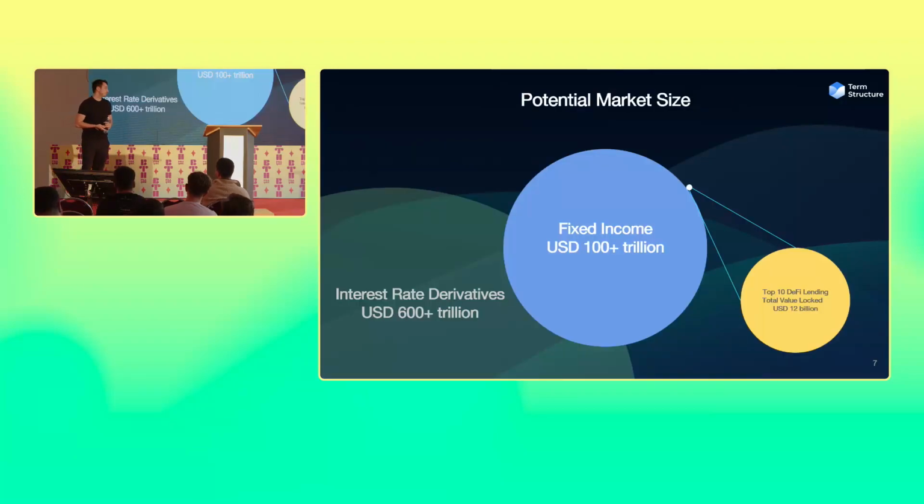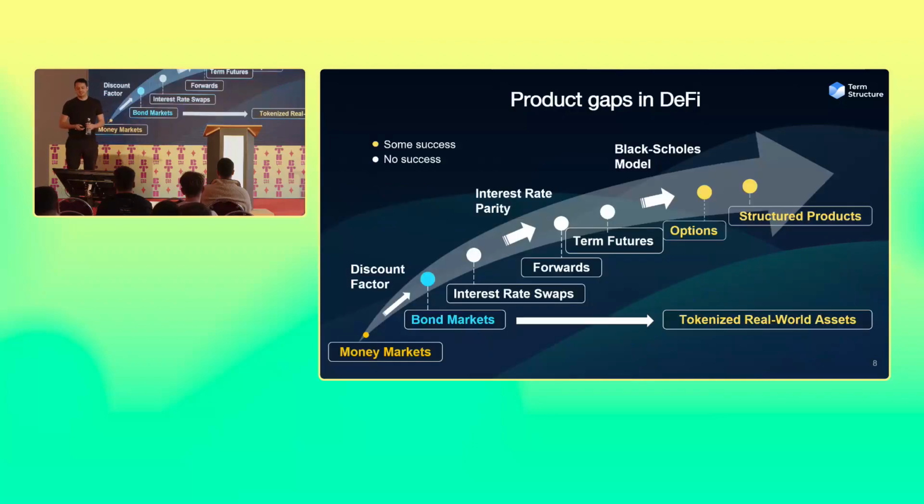When it comes to where the market is right now, if you look at the top 10 DeFi lending protocols, the TVL is around 12 billion, give or take, depending on how bullish people are feeling that week. And then if you compare that to fixed income, that's over 100 trillion, and then to US interest rate derivatives, that's over 600 trillion. So there's a huge gap for DeFi to catch up with over the next few years.